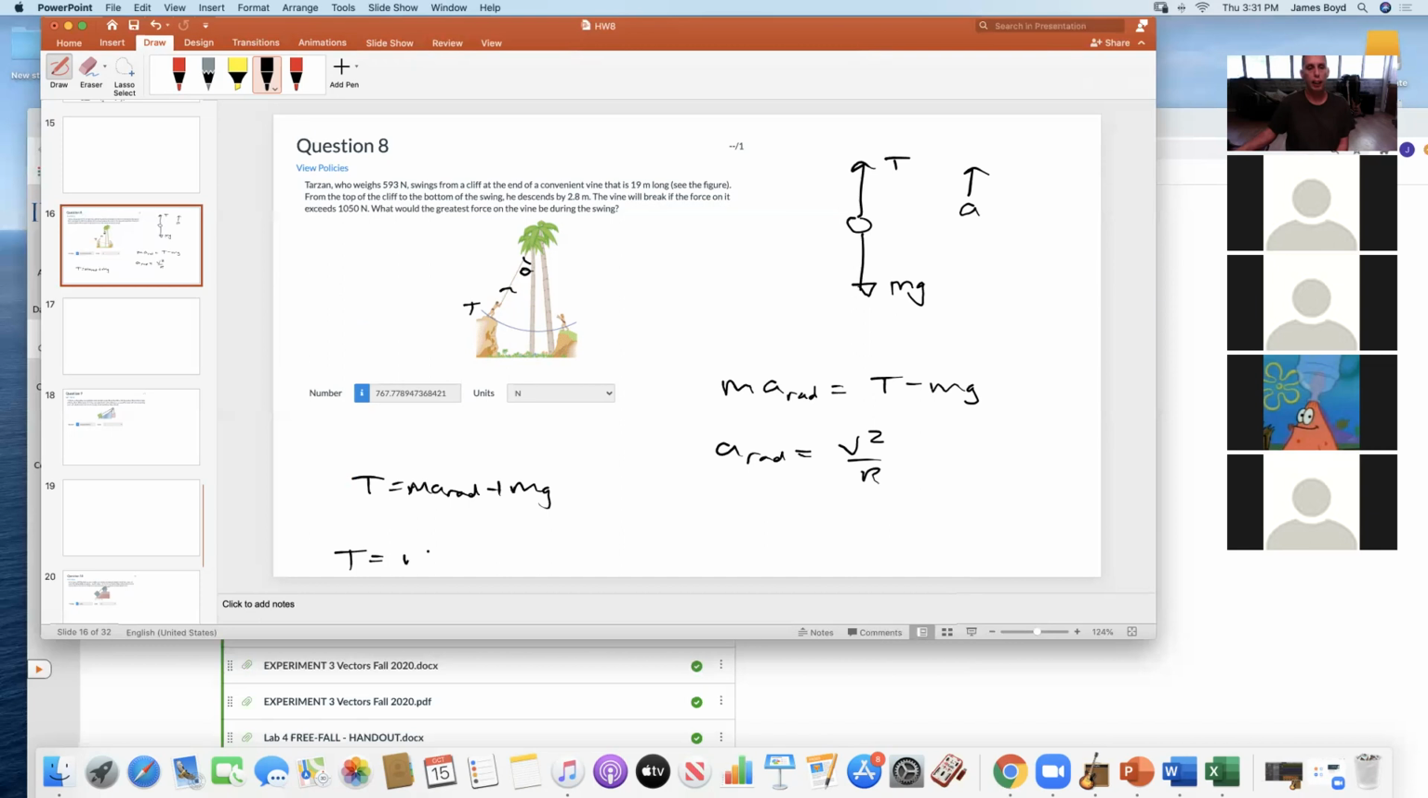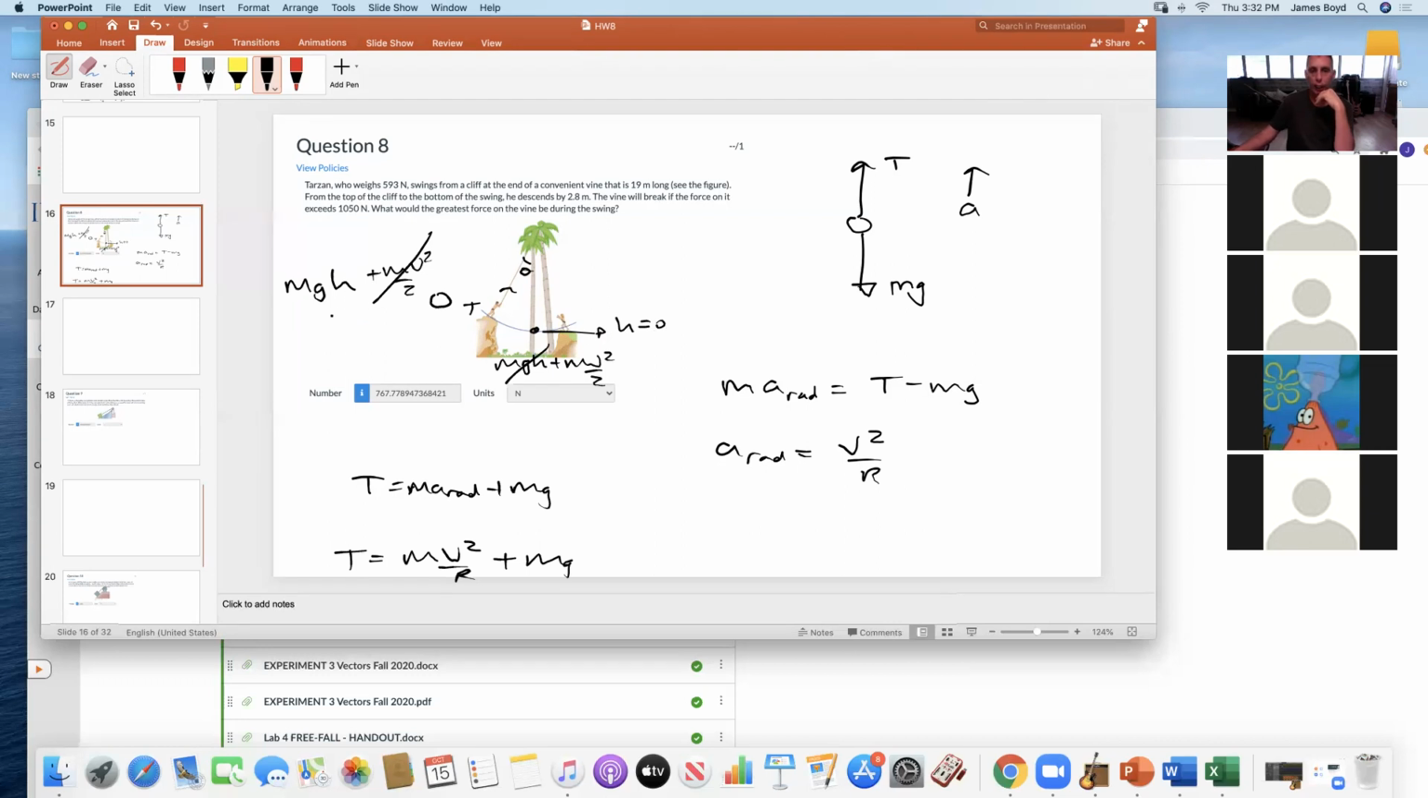So the tension is mv squared over r plus mg. But how do we find v? Well, when he's here, he has mgh energy. And when he gets to the bottom, he has mgh plus mv squared over 2. But we assume that he initially had no velocity, and we assume that here h is 0.